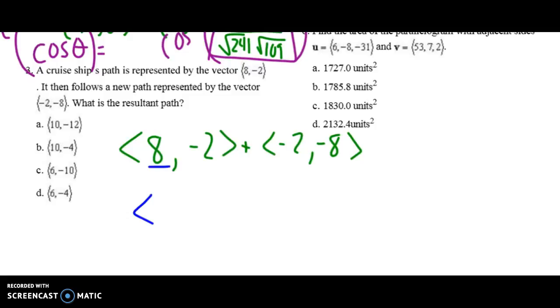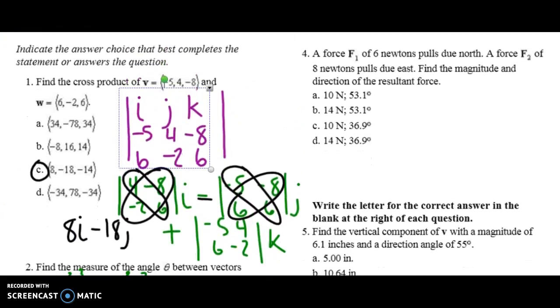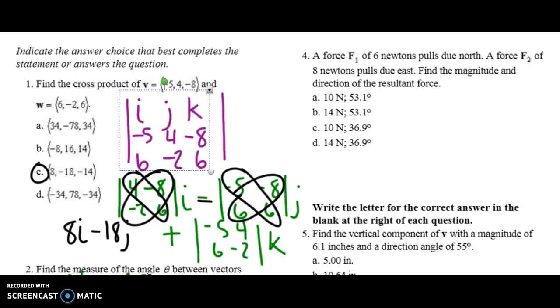So 8 plus -2 is 6. -2 plus -8 is -10. So the resultant vector is C, 6, -10. Now we go to number 4. A force, F1 of 6 newtons, pulls due north. Okay? 6 newtons. And then one pulls directly east at 8 newtons.